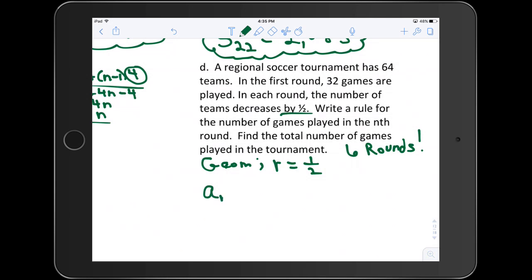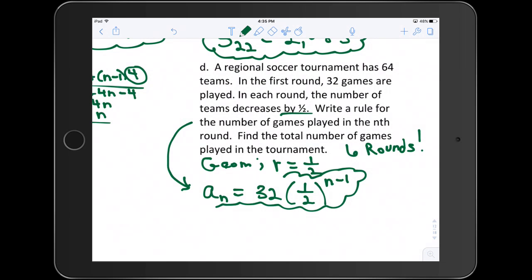So a sub n equals, the initial amount of games is 32. Our rate is 1/2. So this is the initial amount times the growth factor, in this case decay, to the n minus 1. This right here is the first thing they're asking. It says, write a rule. There's the rule. That's what they wanted, the explicit geometric rule. Now they're saying find the sum.